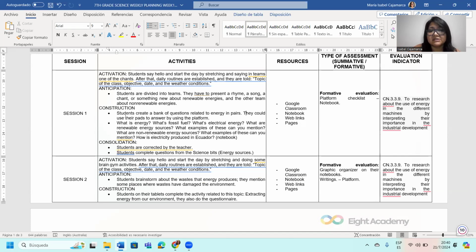Students complete questions from the Science Beats energy sources. So it is a platform in which students are going to use AI in order to understand better about energy sources.